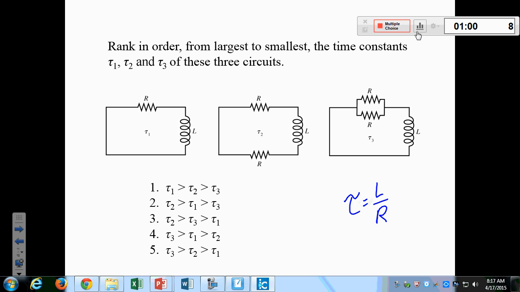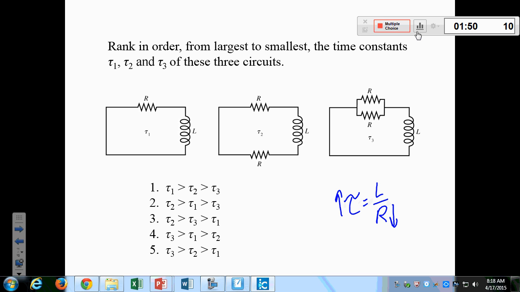Okay, doing pretty well on this. A lot of you have the right answer. The one with the longest time constant will be the one with the smallest resistance. If R goes down, that means tau goes up. So the one with the longest time constant, the one on this end, will be the one with the smallest resistance. And that's the third one, right? Because when I add up resistors in parallel, the equivalent resistance is going to be smaller than any one of the resistors. So this has a smaller resistance than this, even though it has more resistors, because they're in parallel.